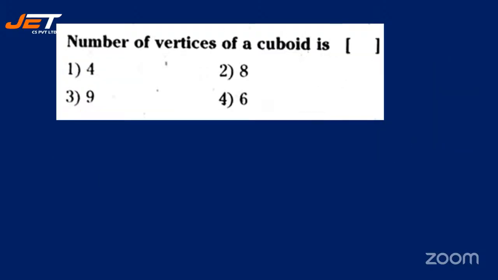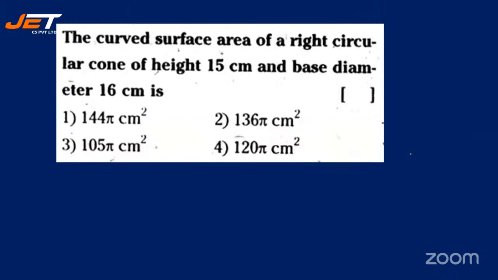Yes. The next question says, number of vertices of a cuboid is dash. Number of vertices of a cuboid. So this is a very purely theory question. So I'm sure many of you must be knowing the answer. So the only thing is you have to quickly recollect and give me the answer. All right, since no calculation is there, let's say it is 8. All right. See the next question.